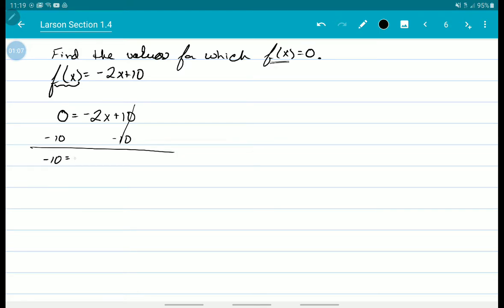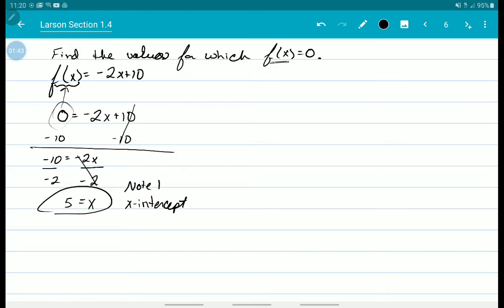So we have negative 10 is equal to negative 2x. And then we can divide everything by that negative 2. So we're going to get x is equal to positive 5. So that's the value that makes this function equal to 0. We could also think about it this way. Because we've talked about x and y intercepts, we plugged 0 in for f of x, and f of x is just another way of saying y. So this is actually an x-intercept. So I'll say note that.